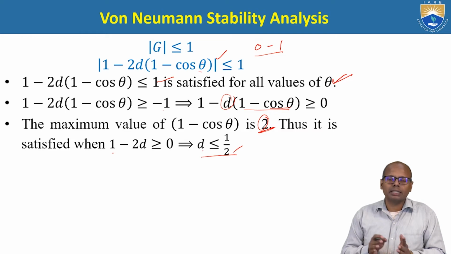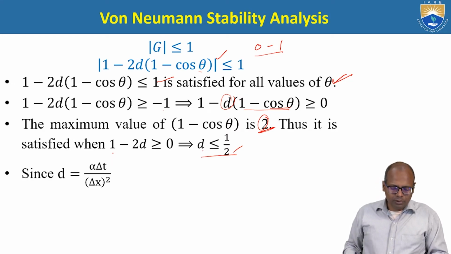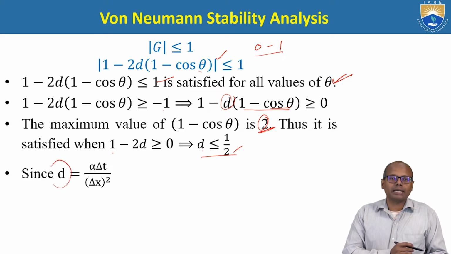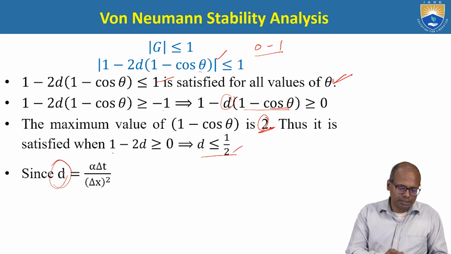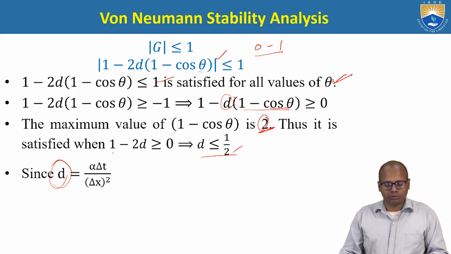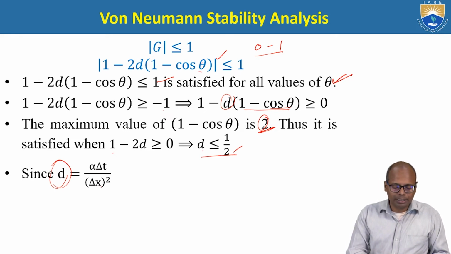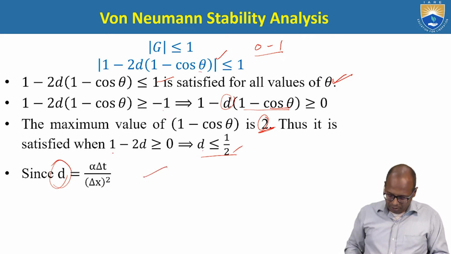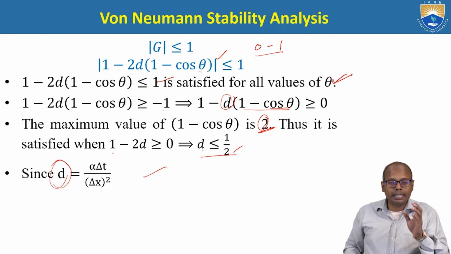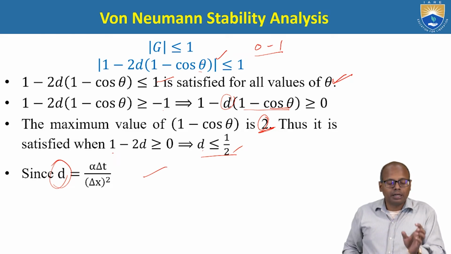So, the stability criterion is that the diffusion number d must be less than or equal to half; only then is this a stable one. This is what we have defined as the diffusion number: d is equal to alpha delta t by delta x whole square. Now if alpha delta t by delta x whole square is equal to half, what happens to the relationship between the interval in space and interval in time?